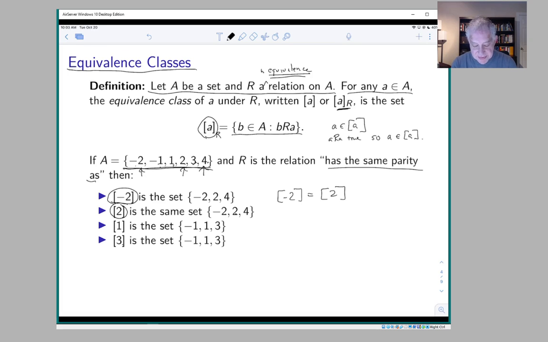One thing to notice about this is there's really only two equivalence classes. There's one equivalence class which consists of all the even ones, and one equivalence class which consists of all the odd ones. And so by looking at equivalence classes, we've focused our attention in this set A onto just these two things, even and odd, and we've put together all the even ones and all the odd ones.